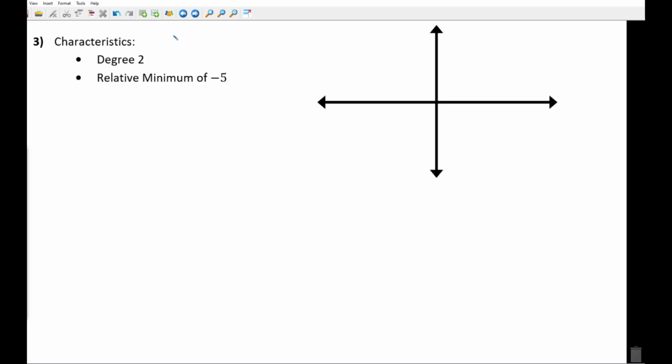The next one is a degree of 2. That means it's either opening up or opening down, because it's going to be a quadratic. And it says it's a relative min, so that means the lowest point of the graph is going to be at -5. So here's -5. I choose a point that's on that same line.